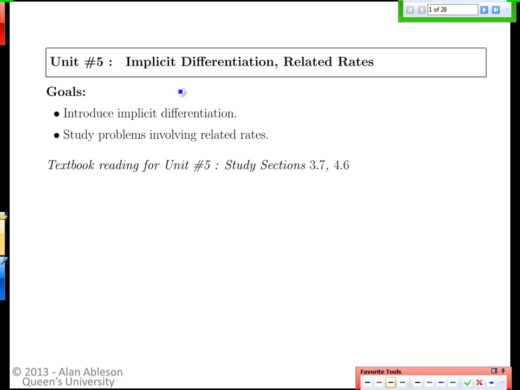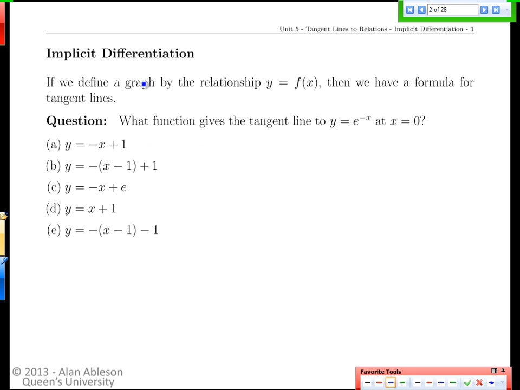In this unit, we're going to look at two main applications of derivatives: implicit differentiation, where we work with things that aren't actually functions, and also a related topic, the idea of related rates. Just a reminder, if you define a graph based on a function, so y is a function f of x, then we know there's a formula to generate the tangent line at any point on the graph.